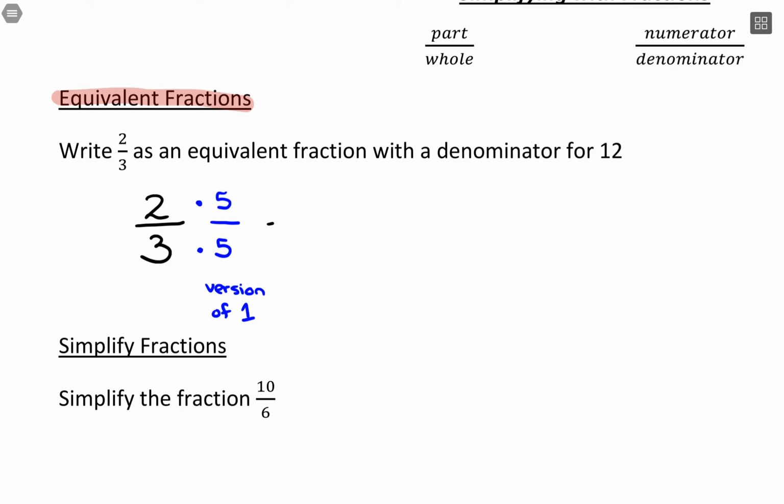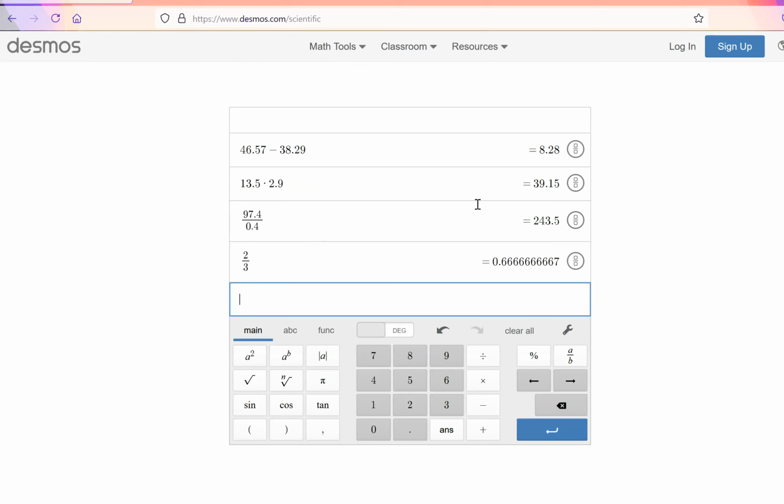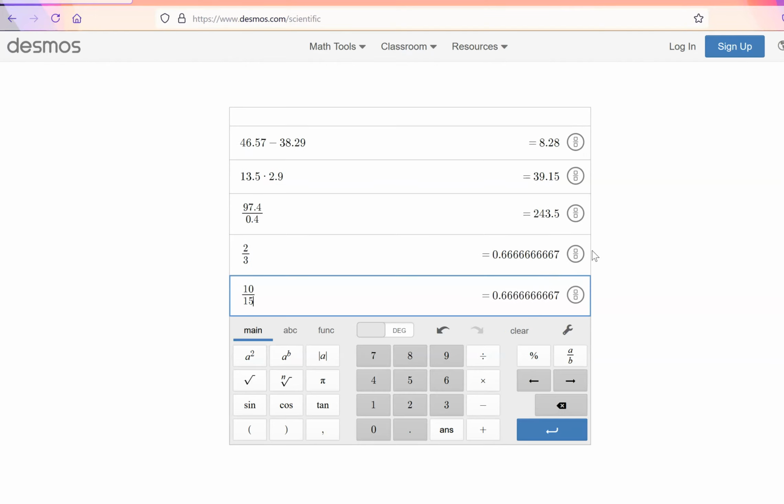So if I do this, 2 times 5 is 10, 3 times 5 is 15, and this is my fraction. And the idea is that 10/15 is exactly equal to 2/3. Because all we did was multiply by 1, we just chose a different version of 1 that helps us change the numbers a bit. But the idea is that if we went to a calculator and typed in 2/3 and got a decimal out, that's going to be the same thing as 10/15. So at a decimal level, exactly the same.